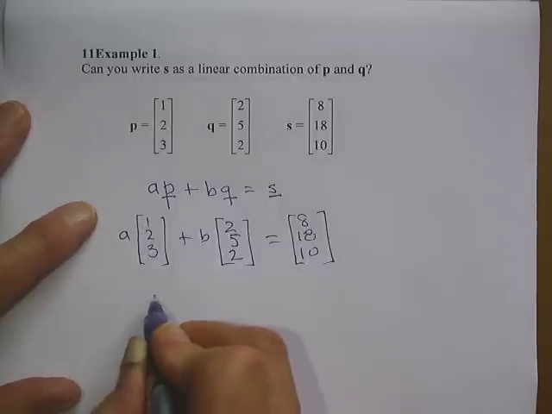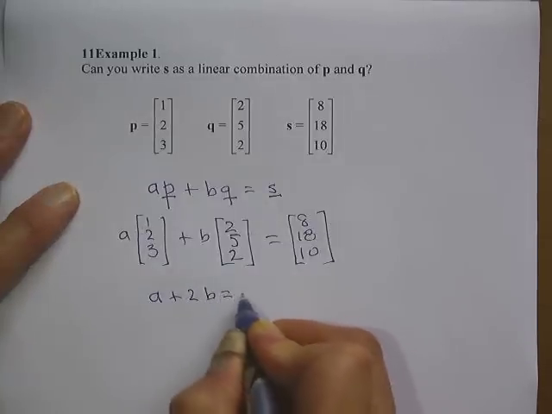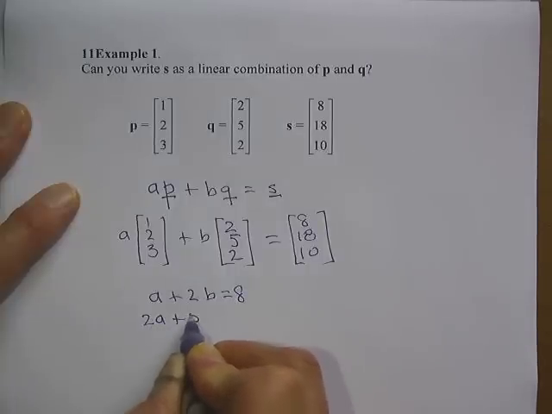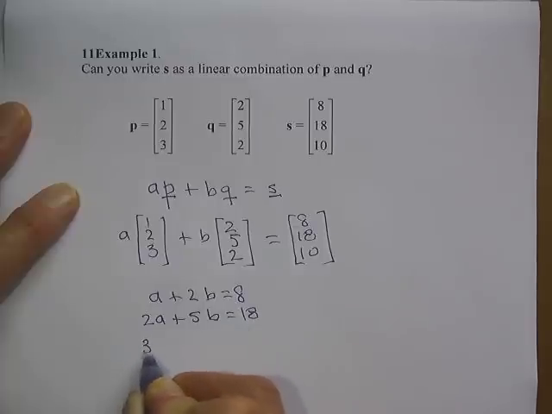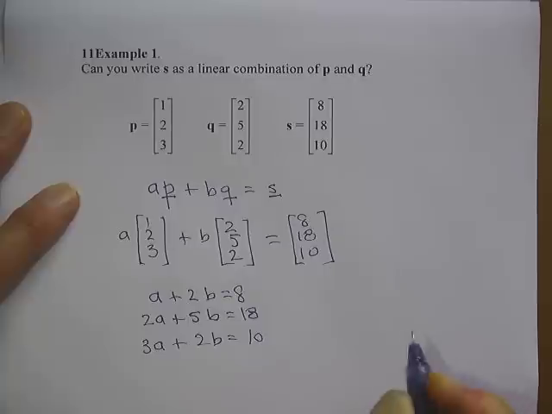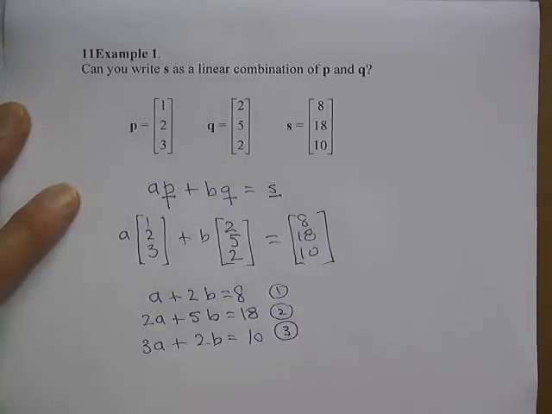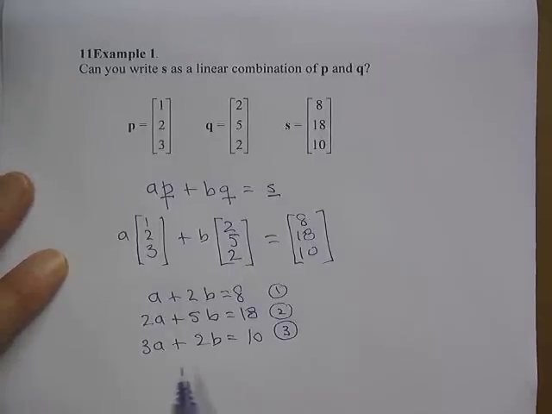So the first equation, looking at the first components, is A plus 2B equals 8. Second, 2A plus 5B equals 18. And 3A plus 2B equals 10. So there's my three equations, and I'll number them to keep track of them: 1, 2, and 3. And now I ask, is there an A and a B that will satisfy all three of those equations?